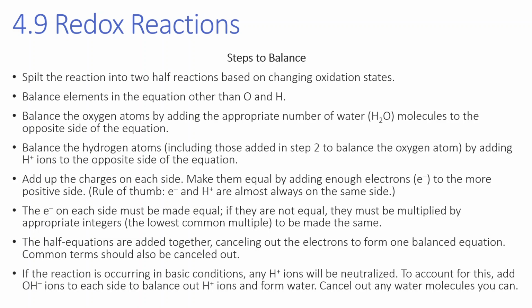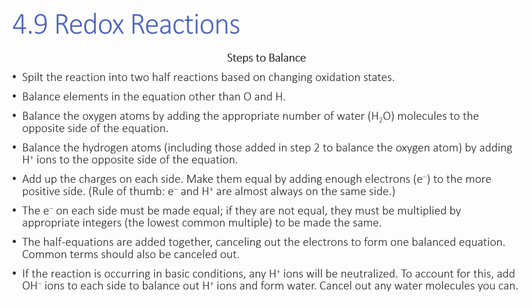Next, you're going to add up all of those charges, and you're going to make them equal by adding enough electrons to the more positive side. Now, as a rule of thumb, the electrons that you add and the H plus that you add are almost always on the same side. Now, the electrons on each side must be made equal. If they are not equal, we're going to multiply by appropriate integers, the lowest common multiple, so that the electrons are the same for each half reaction. The half equations are then added together, canceling out the electrons to form one balanced equation. Common terms that appear on both sides of the arrow should also be canceled out.